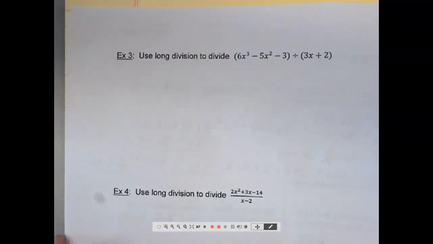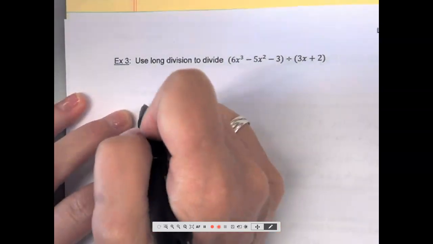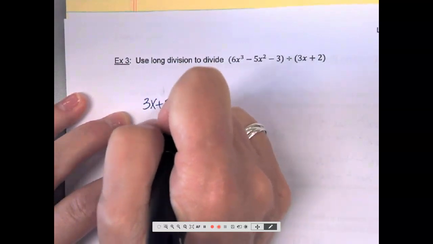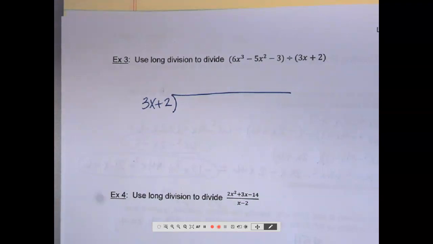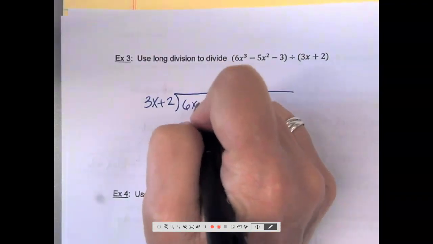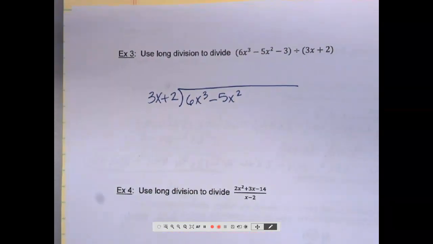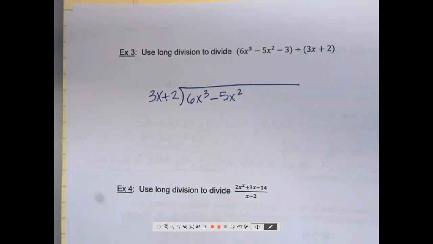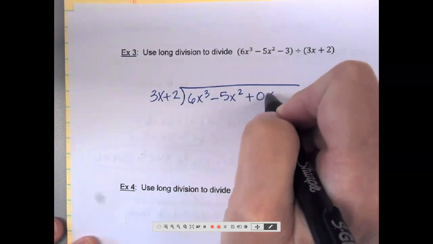Alright, we're going to set up long division yet again. So, let's put our 3x plus 2 out here. Okay, what do you notice? First of all, I do want to write it in descending order, which it is already in. 6x cubed minus 5x squared, but how many x's do I have? None. No x's here. So fill in a 0.